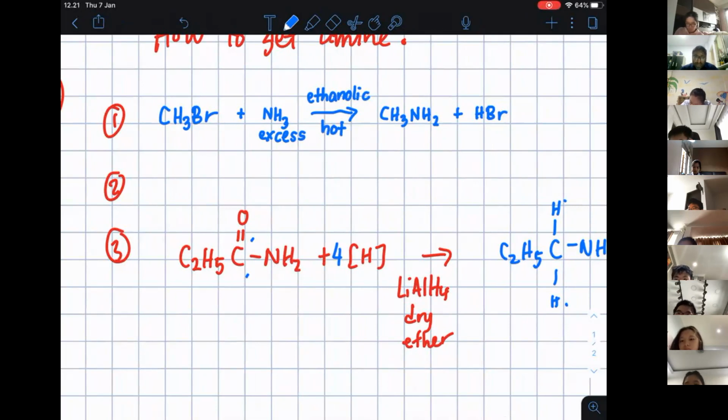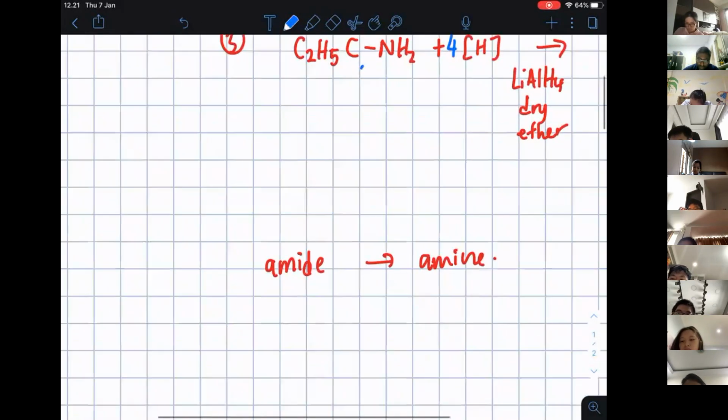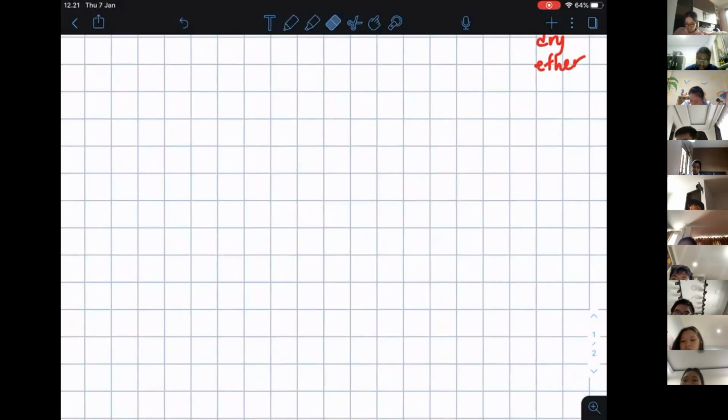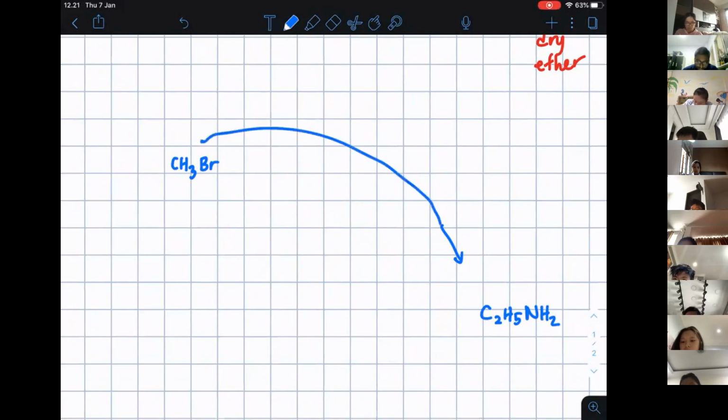The second part is the part that is actually a bit tricky. I'll write it down over here. The second part is where you are going to change. Let's say for example, I have CH3Br, and I want C2H5NH2, for example. From here I want to get this.